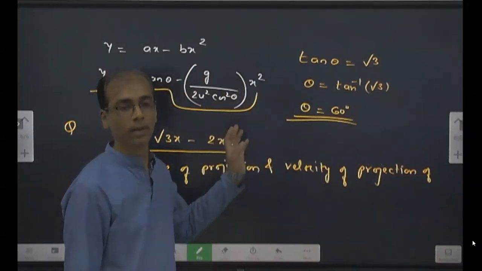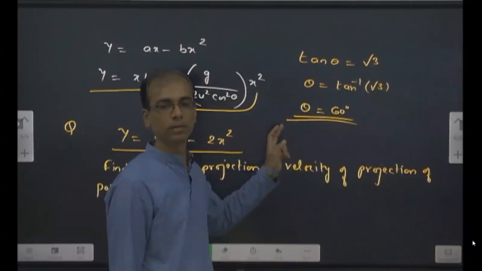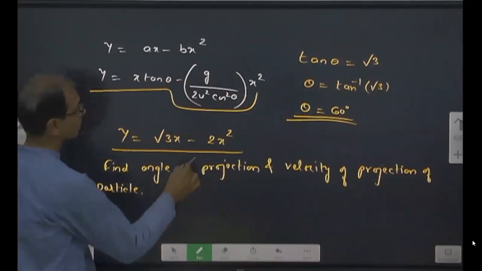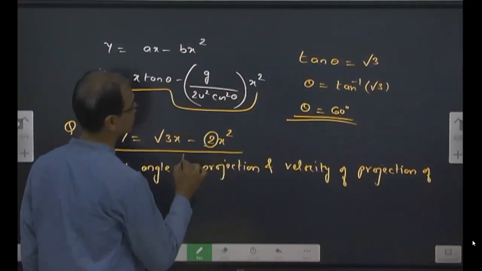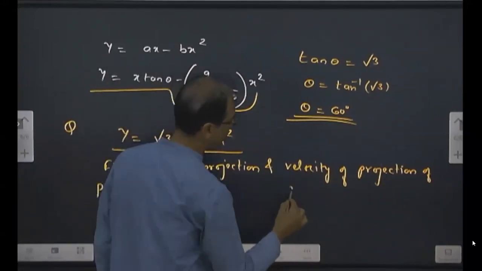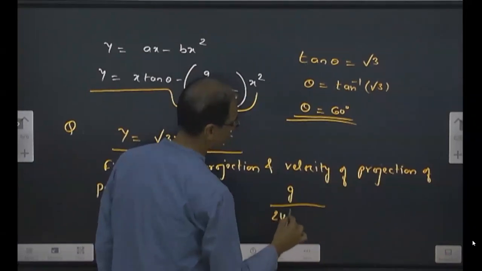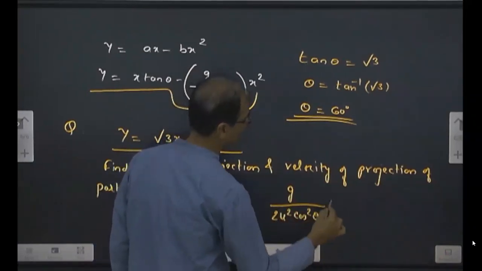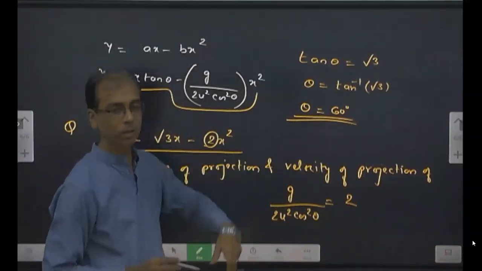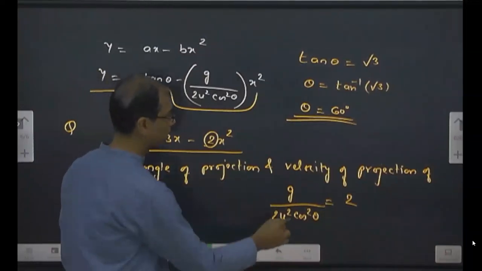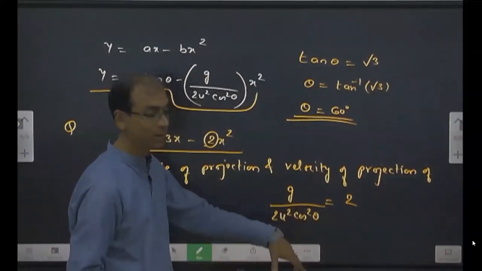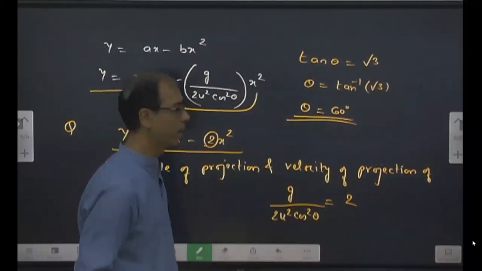This you know, right? So theta is 60 degrees. Now the next thing is this factor. This is the coefficient of x square, and here the coefficient of x square is this. So let's compare them also. So g by 2u square cos square theta is equal to 2 here. Now put the theta value, which you have already calculated. So cos 60 means 1 by 2, cos square 60 means 1 by 2 whole square.